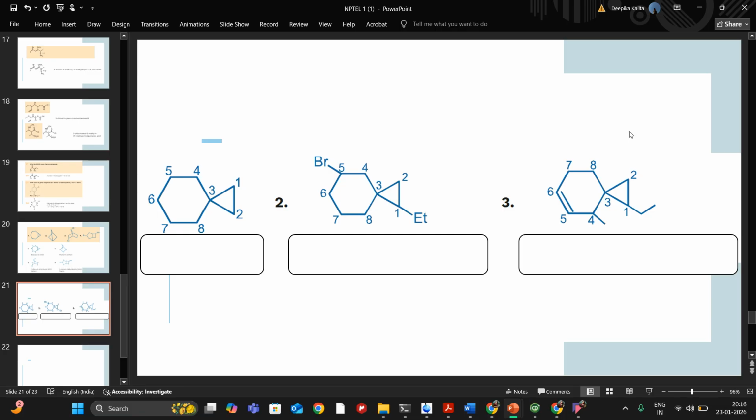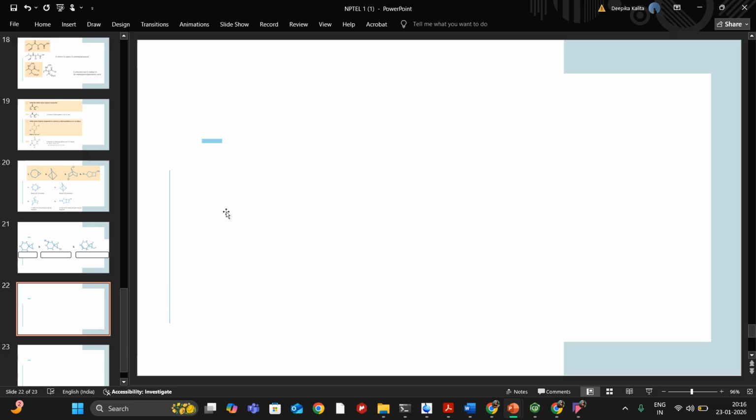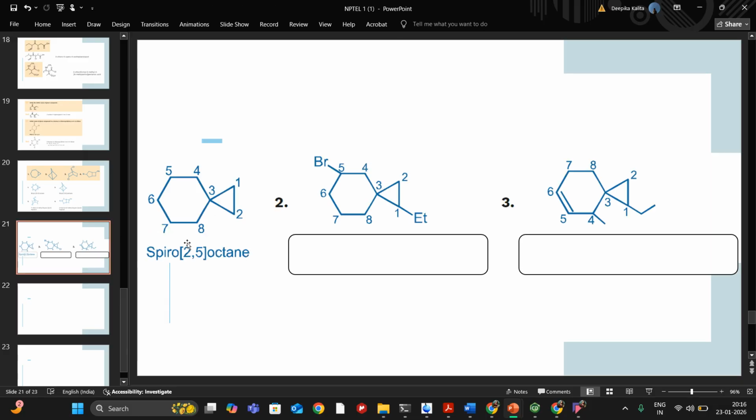Hence the least number will come first, followed by the higher number. In the first example, if we see, it has 8 carbon atoms in total. So it will be called an octane, and it will be spiro 2,5 octane. The numbers will be in increasing order. Always remember, in spiro the numbers are in increasing order, and in bicyclo the numbers are in decreasing order.